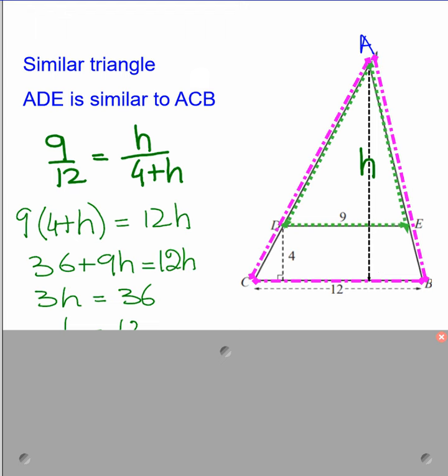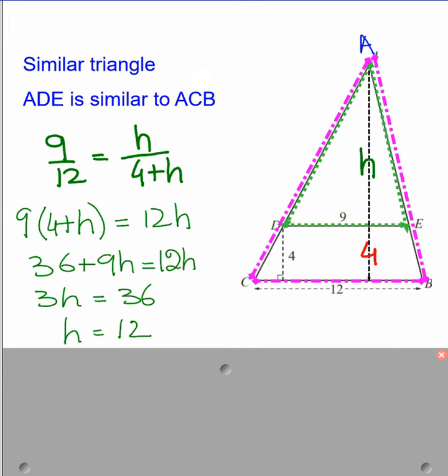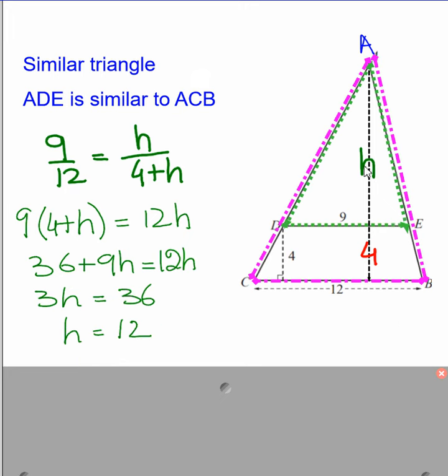Let me write it here. This is 4, and h is here. So this height is h plus 4 and this height is only h. For this small triangle, the height is h, and for this big triangle, the height is h plus 4. So this is what we have written here: the ratio of 2 sides is equal to each other. Then, simple algebra, we solve to get the height h.